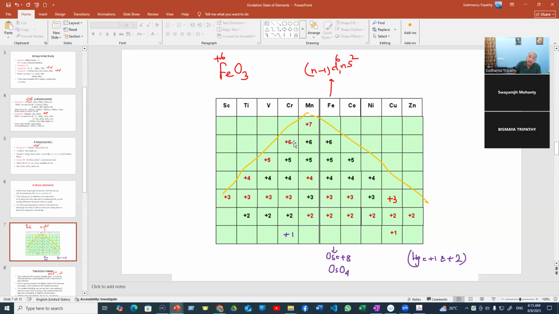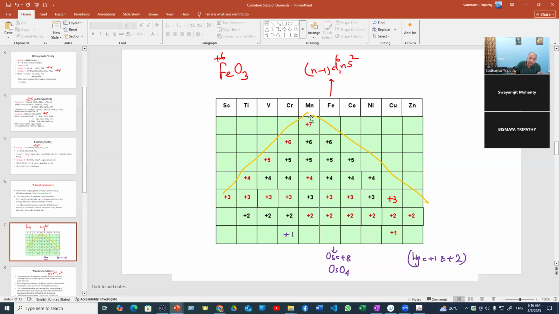Chromium has one more increase, but it is 4s1 3d5, so chromium also has a +1 state. Tungsten doesn't, molybdenum has, because tungsten has no such anomaly. It is 6s2 4f14 and then 5d4. So +1 can also be there, then +2, +3, +4, and ultimately all the d electrons will vanish. All the 5 d electrons will vanish.